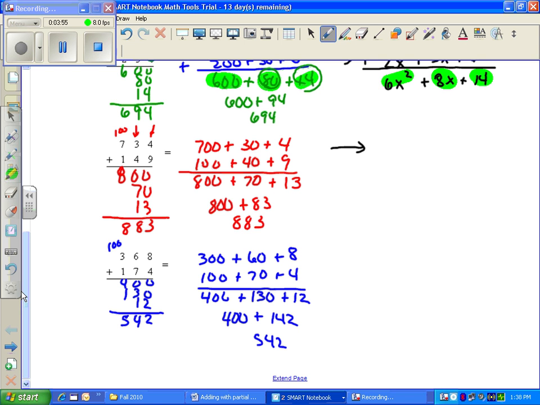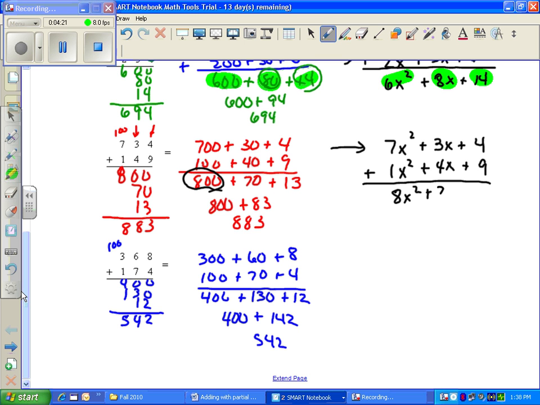Let's try converting another one. 700 is 7x squared. 30 is 3x plus 4. Remember, x is 10. We're adding a 100, which is 1x squared, a 4x, which is 40, and a 9. Combining, I have 8 hundreds. It's exactly what I have there. 7 x's and my 13. So once again, you are finished at that point.